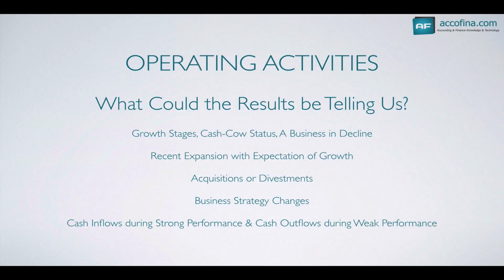There could be business strategy changes, and this will alter the level of cash flow from operating activities. So as the strategy changes, they may be more successful at selling books or widgets, or if they're less successful, there'll be less cash inflows from selling books or widgets. Or if they change from books to selling ebooks, then the level of cash outflows to fund the operating of that business would also change. So business strategy changes can affect the inflows and outflows of the operating activities. And finally, cash inflows during strong performance.